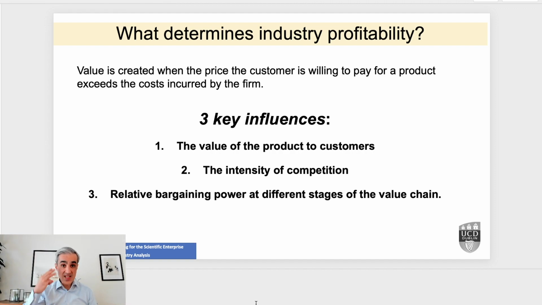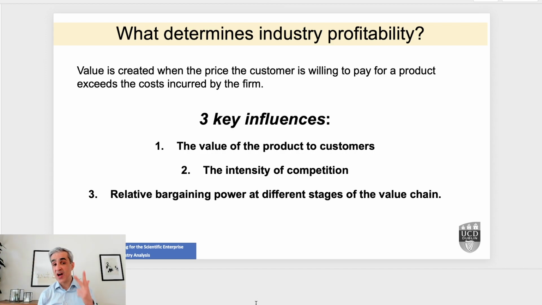So these 3 elements are very important. We're going to cover them in depth later on when we talk about industry analysis in more detail. Now I just want you to know about them. These 3 are going to determine the difference between what you spent in producing your product, your solution, your innovation, and the money that your customers are willing to pay.